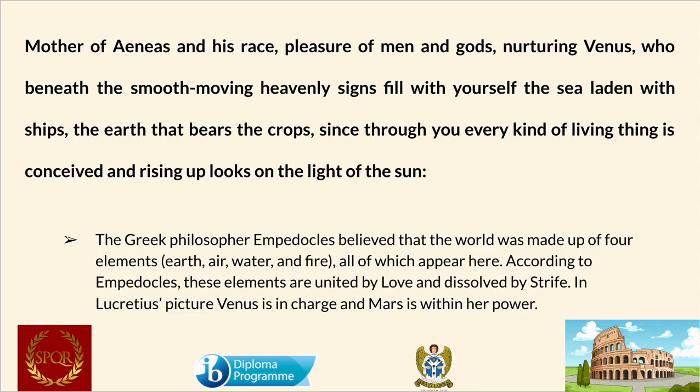And it's worth noticing all 4 of those elements are in this opening passage, because you get, for example, the sea laden with ships, that's the water. You get the earth bearing the crops, which is the earth, obviously. You get the light of the sun, which is the fire. And before that as well, you get the heavenly signs above, so that's kind of the air above us. So you get all of these Empedoclean elements. But, again, Lucretius is doing something different with this.